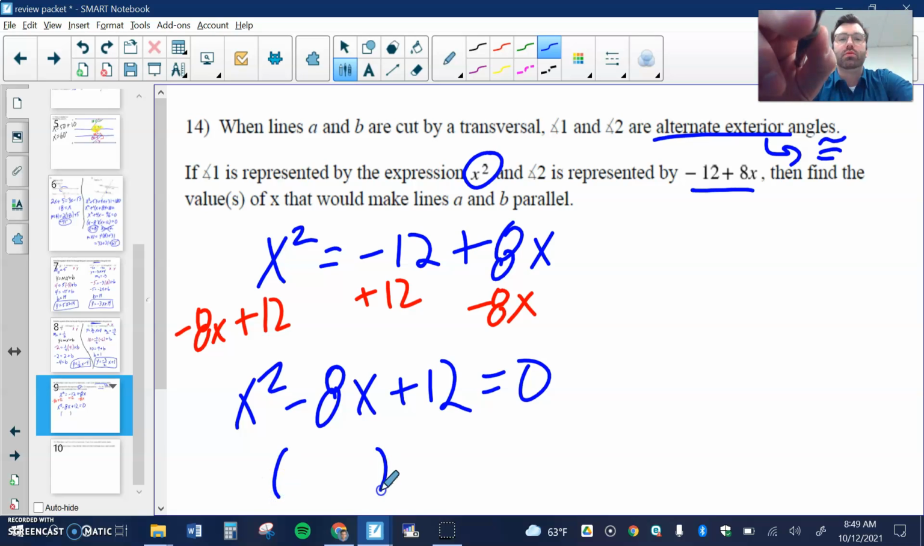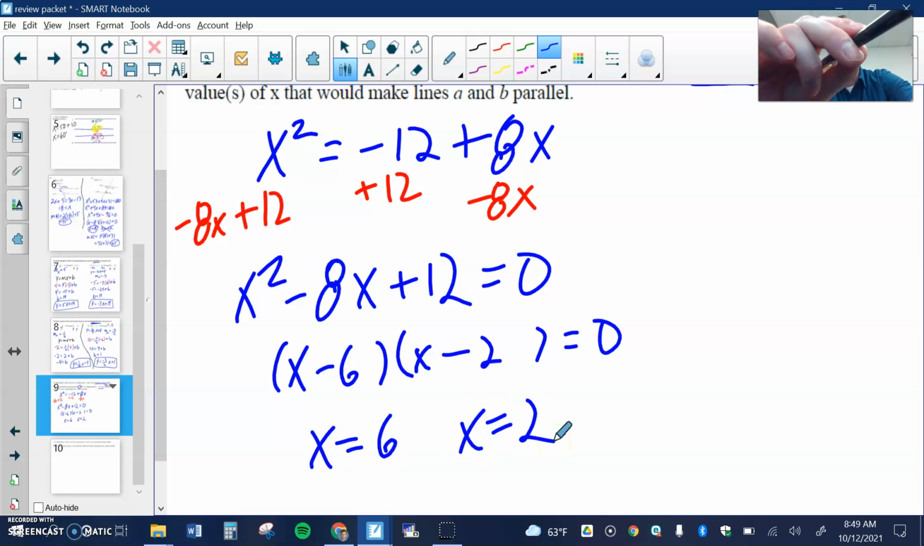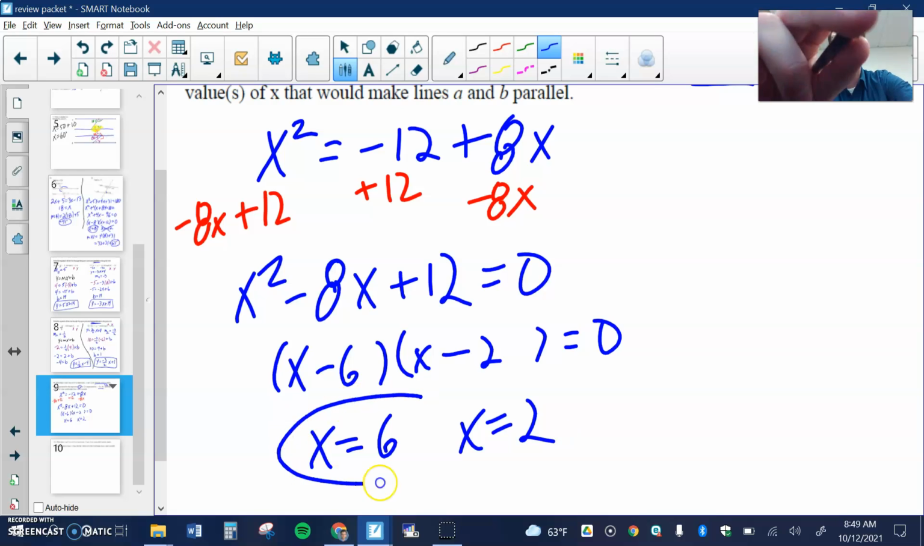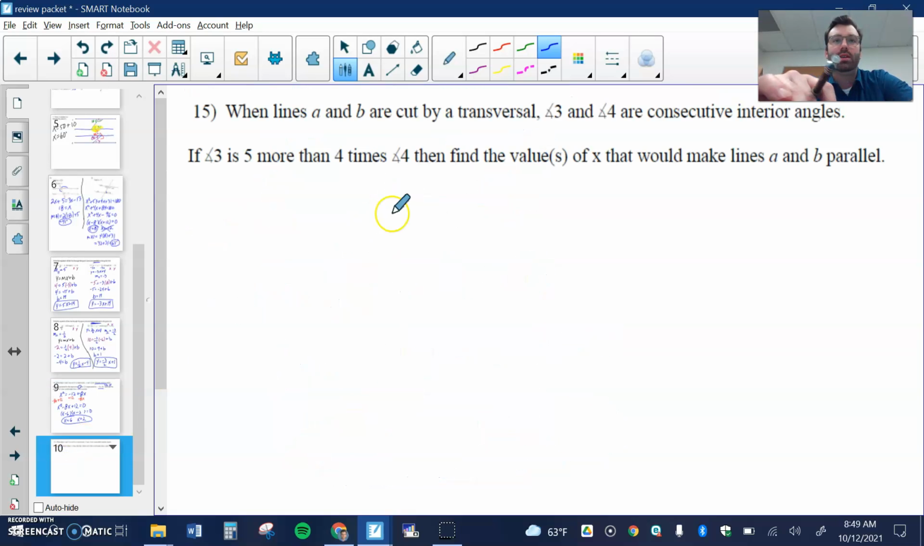So factors of 12 that'll add to negative 8. Well, I get x minus 6, x minus 2. So x equals 6 and x equals 2. And which one works? They both work. Okay, they both should work. I plug in 2 here, negative 12 plus 16, that's going to be a positive. All right, let's keep going.